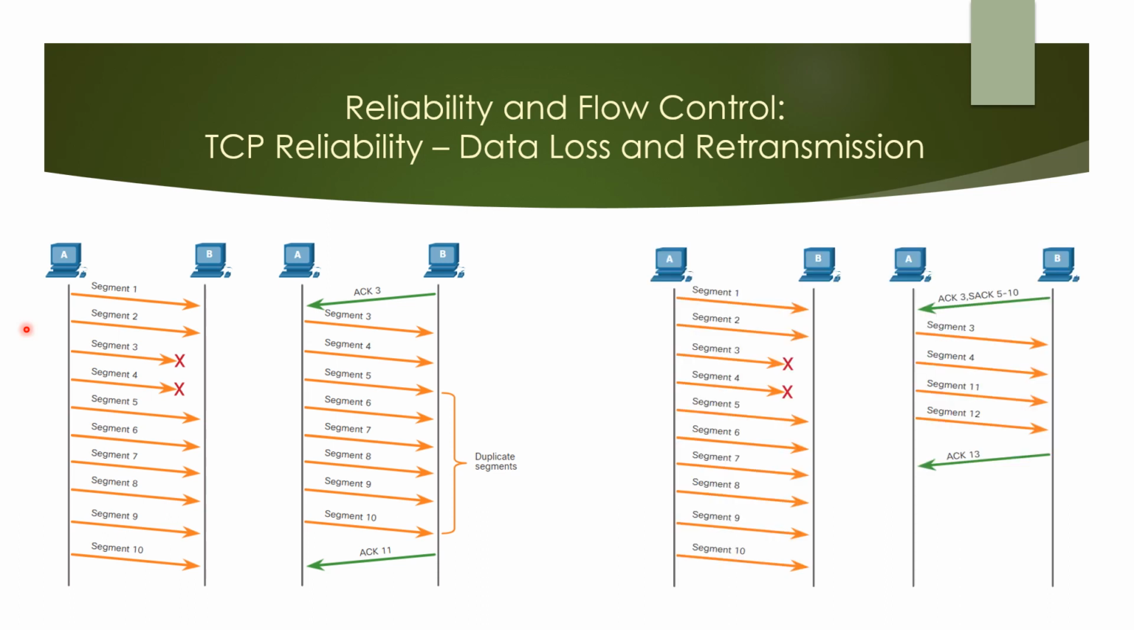For example, again using segment numbers for simplicity, host A is sending segments 1 through 10 to host B. If all the segments arrive except for segments 3 and 4, host B can acknowledge that it has received segments 1 and 2 and selectively acknowledge segments 5 through 10, and then host A would only need to resend segments 3 and 4. TCP uses a timer to know how long to wait before resending a segment.